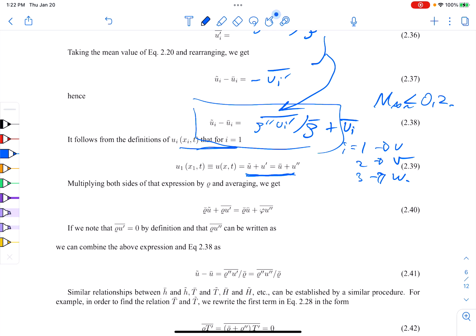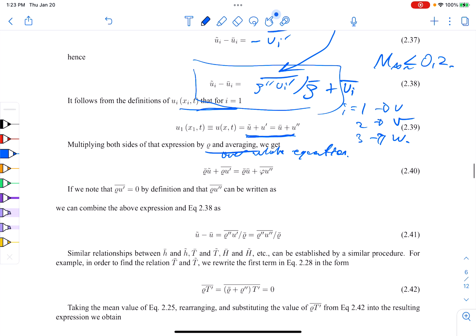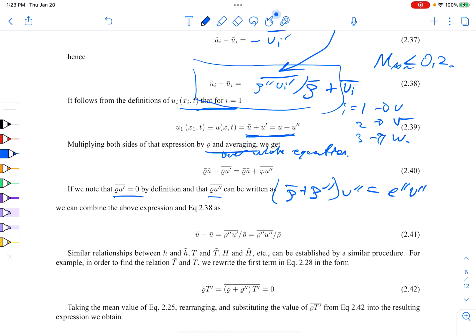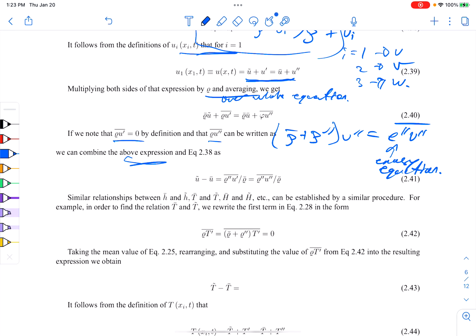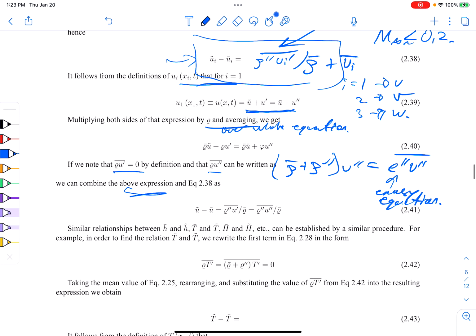If I multiply both sides by density and do my averaging over the whole equation, you'll remember from way back in the beginning when we were talking about the statistical review that we can apply the averages to each term individually, and we'll get 2.40. We also note that this is 0 by definition, and rho u double prime can be written as rho bar plus rho double prime, u double prime, which equals, from the energy equation, E double prime u double prime bar. Anyway, if I combine this expression with 2.38 right here, I'll get this equation.